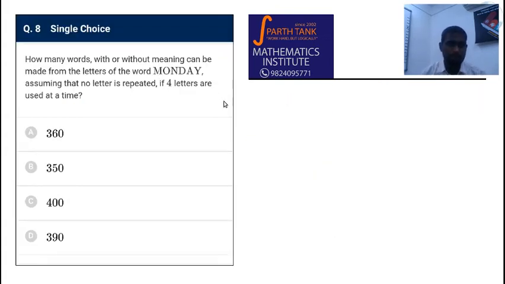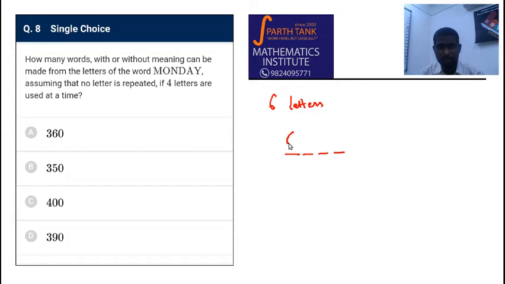Question number 8, permutations and combinations. How many words with or without meaning can be made from letters of the word Monday? So there are 6 letters. Assuming that no letter is repeated, if 4 letters are used at a time. So you're making 4 letter words and you're not repeating any letter.